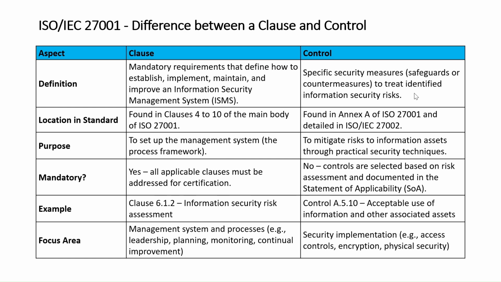An example of a clause would be clause 6.1.2, which is information security risk assessment. An example of a control would be control Annexure A.5.10, acceptable use of information and other associated assets. The focus area of a clause is management system and processes, whereas the focus area of a control is security implementation, for example, encryption, physical security, or access control.